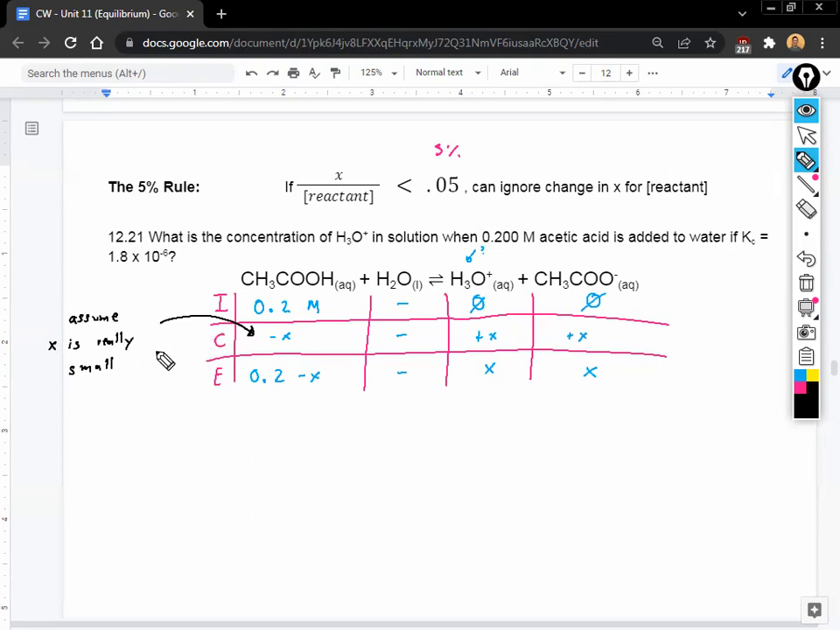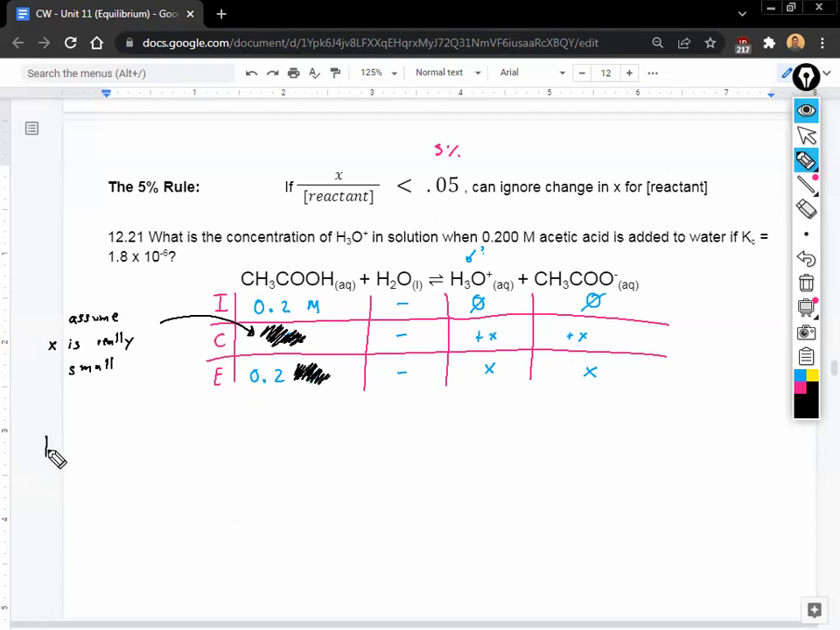So we're gonna assume x is really small. If x is really small, we can kind of just ignore it. We're gonna assume that there's not really a change, because if the change is 0.000001, it doesn't really matter if we include that in our calculation. That's a rounding error. So if there's no change, that means the equilibrium concentration is still gonna be 0.2.